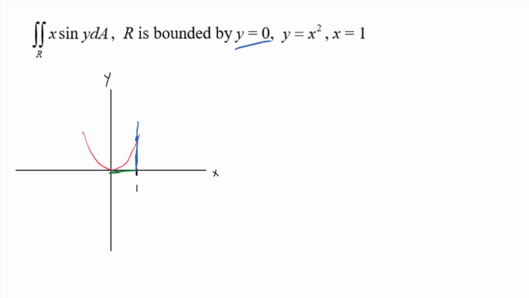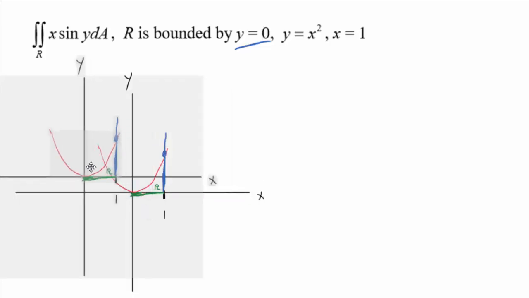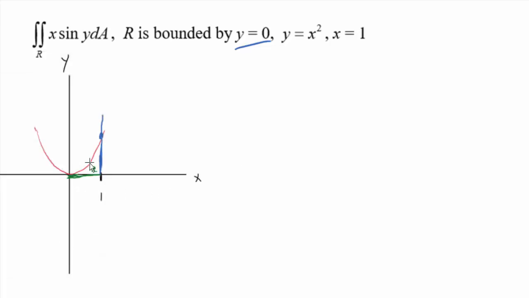And then the x-axis is the third boundary. So the region R is this guy in here, and it's bounded above by the parabola y equals x squared. Let me put that in there. It's bounded below by y equals 0, the x-axis. It's bounded on the right by x equals 1. Everybody see that?